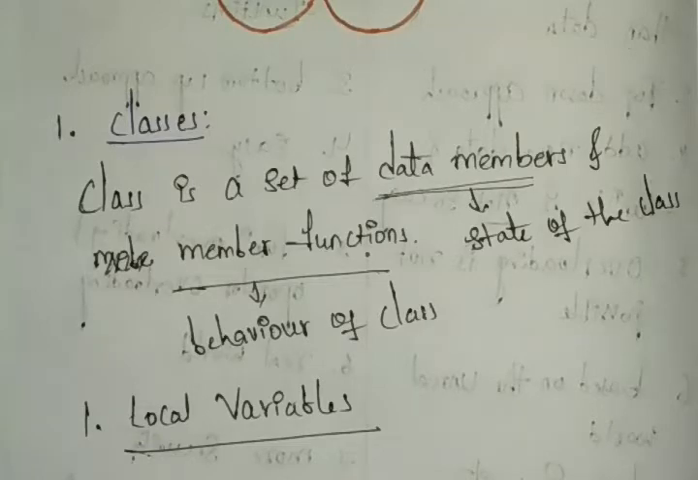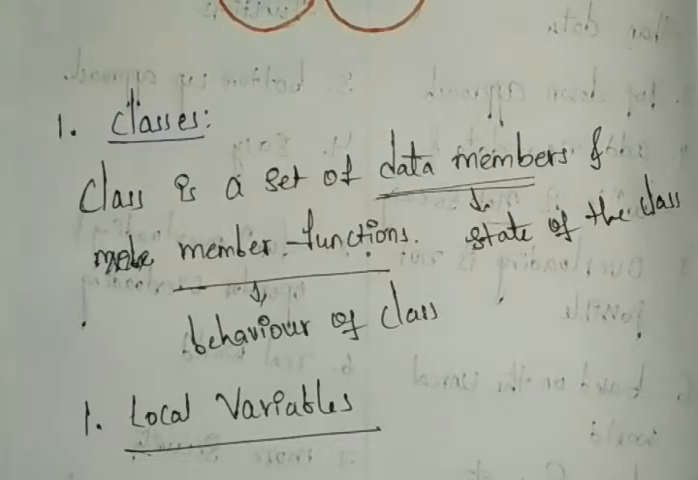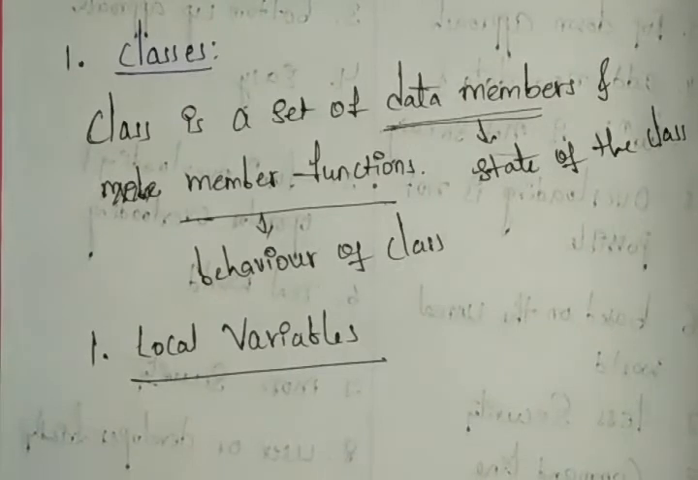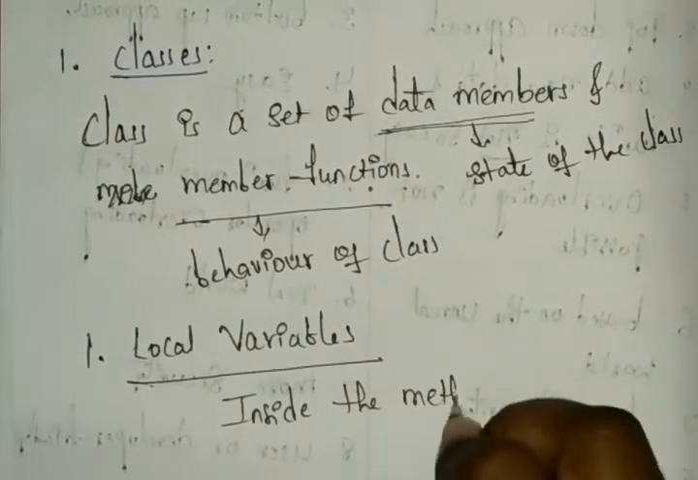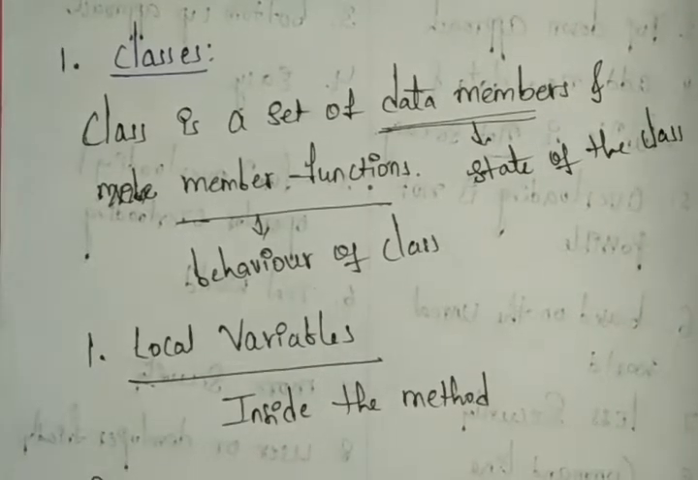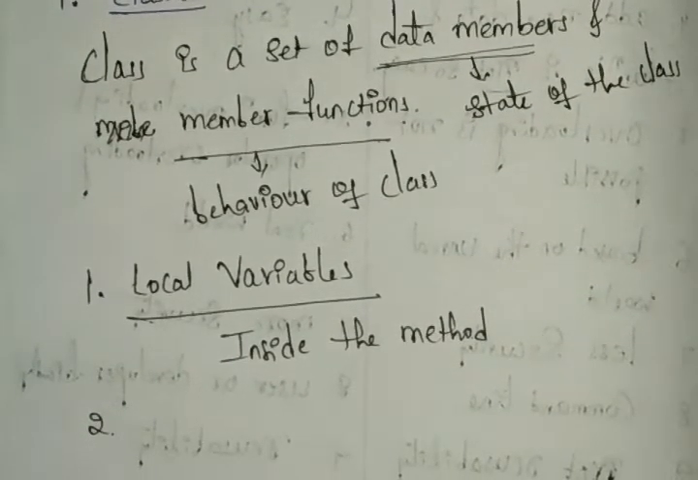Normally we write alphabets as our variables. Suppose in the program you write a data type like int a, b, like that we write our variables. In local variables also we use variables, but those are declared inside the method. We declare the local variables inside the method. And next we have the second one, the instance variables.